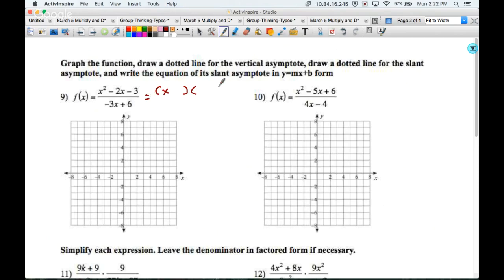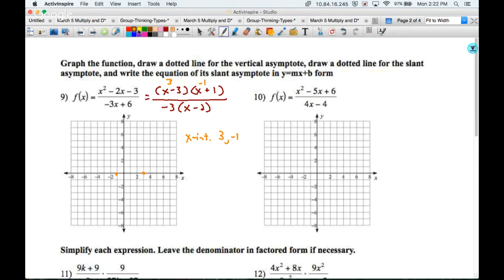Let's say two numbers that multiply to be negative 3 but add to be negative 2: negative 3 and positive 1. In the bottom here, I can factor out a negative 3, leaving behind an x minus 2. So no holes in this one. These values here tell me that I've got x-intercepts at 3 and negative 1, because those are the values that would make these equal to 0, thus making the whole thing equal to 0. So let's add that to the graph. We'll dot at 3, dot at negative 1.